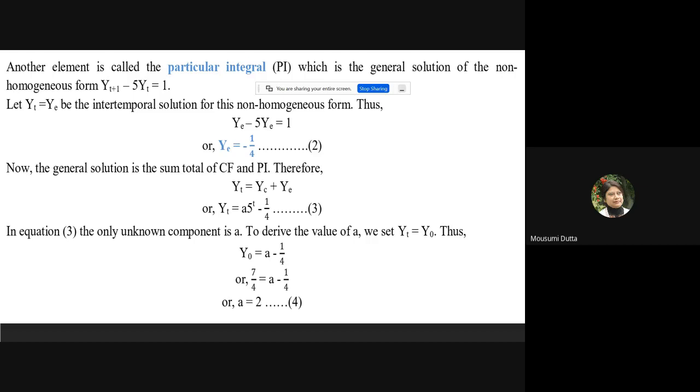In equation 3, everything is found in terms of the values given in the original equation, apart from the factor A. In other words, in equation 3, the only unknown component is A, the arbitrary component. So we need to derive the value of A. How will we derive it? For this, for solving the value of A, we need to set t equal to 0, so y_t is y naught. So we have to consider the historically given starting point.